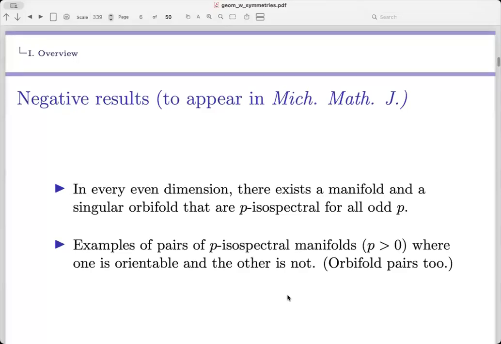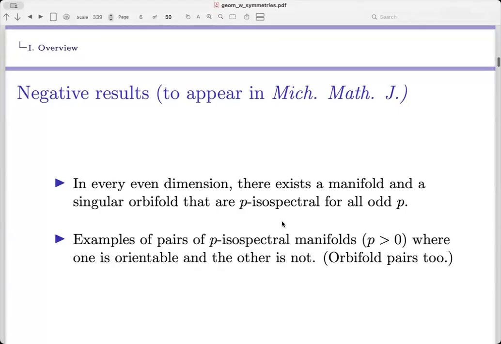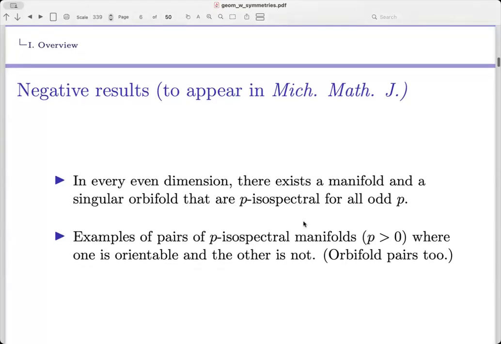Now some negative results. The p spectrum isn't as strong maybe as we would hope. In every even dimension, we've shown that you can find a manifold and a singular orbifold that are p isospectral for all odd p. So in that case, you can't detect the singular set using that p spectrum.